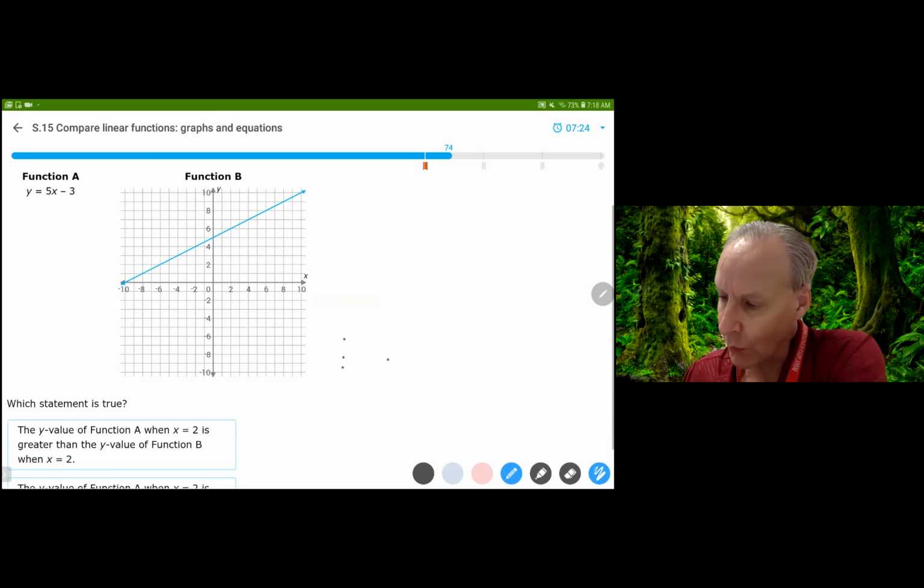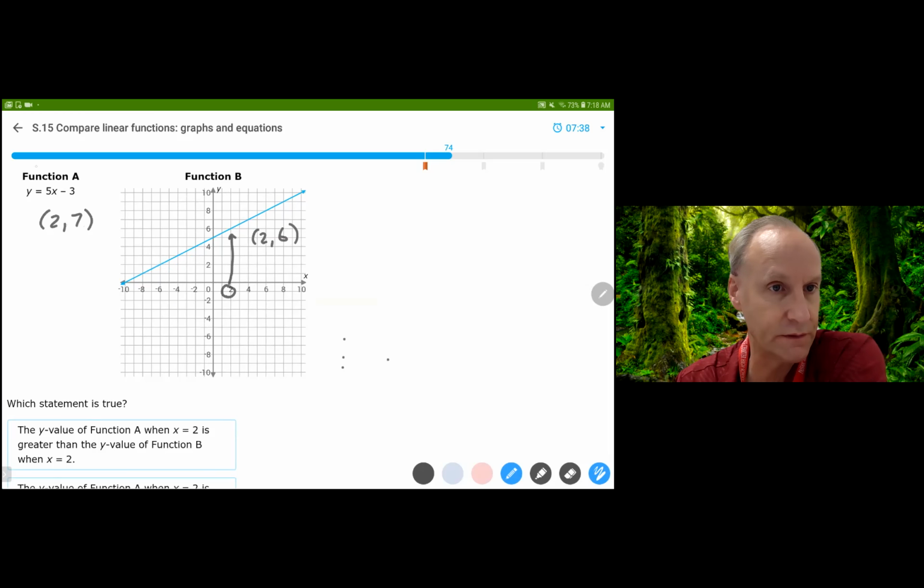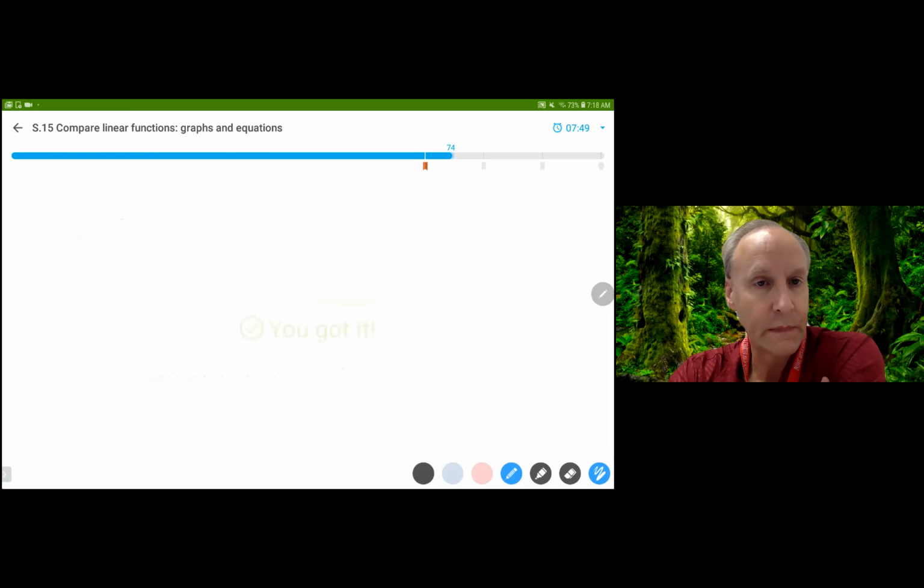They want to talk about the y value at 2. Well, when x is equal to 2 for function b, the y value is at 6. So this one is at 2, 6. This one is at 2, 7. Hopefully you can see what I did. I substituted the 2 in and got 10 minus 3 is 7. So function A has a larger value than function B at x equal to 2.